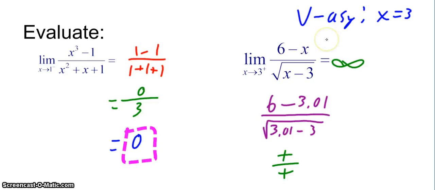For the next one, though, we do have to do a descriptive limit. I know that there's a vertical asymptote at x equals 3, so I know that 3 is going to be a problem, so I can't do direct substitution. But since I want to check 3 from the right, I can think about, well, what if I plug in something a little bit to the right? So 6 minus 3.01 is a positive number, and the square root of 3.01 minus 3 is also a positive number. Positive divided by positive is always going to go to positive infinity.